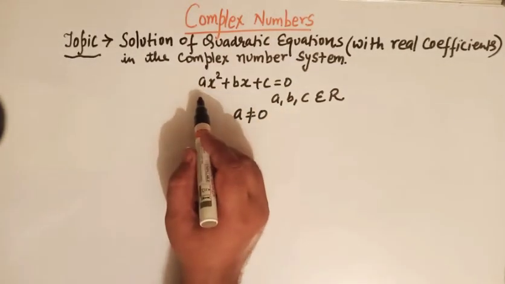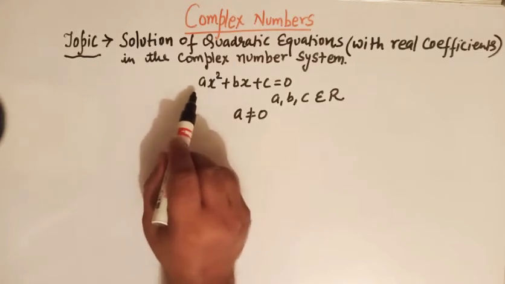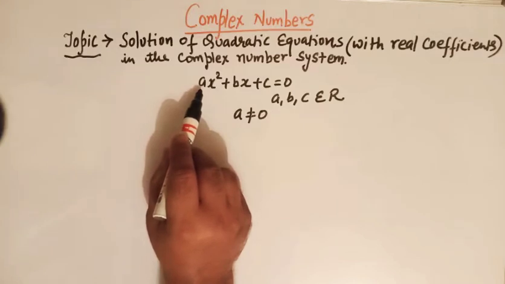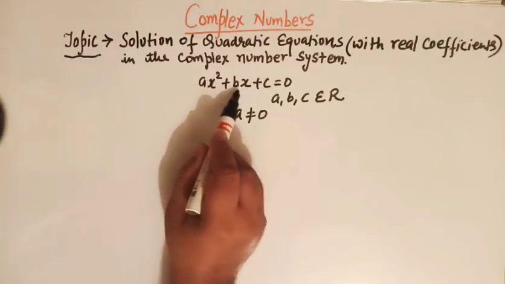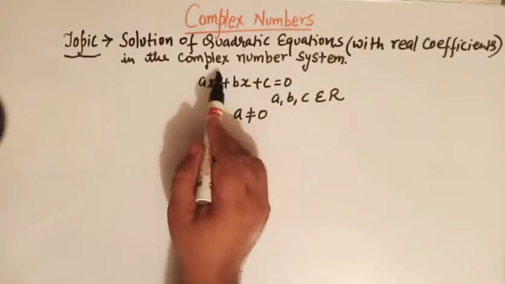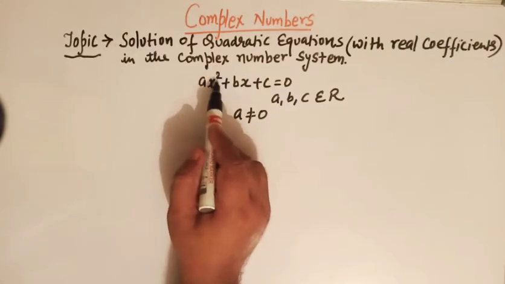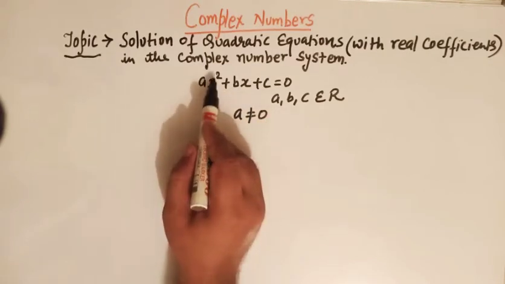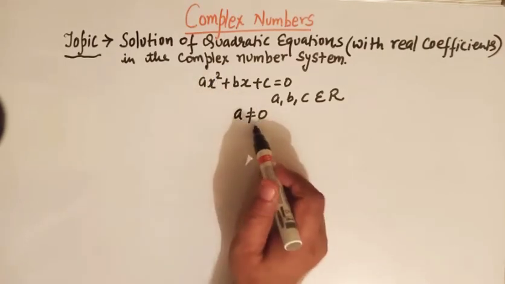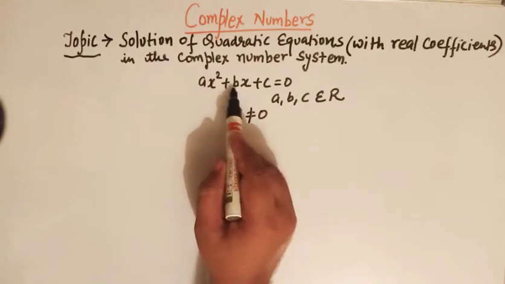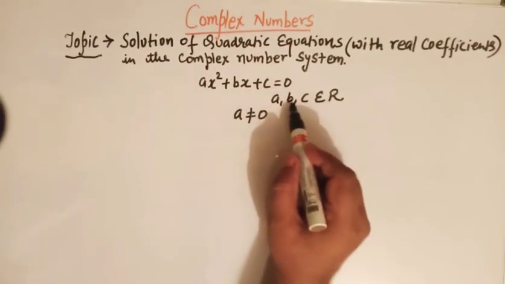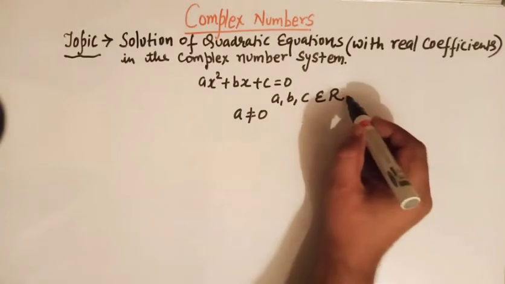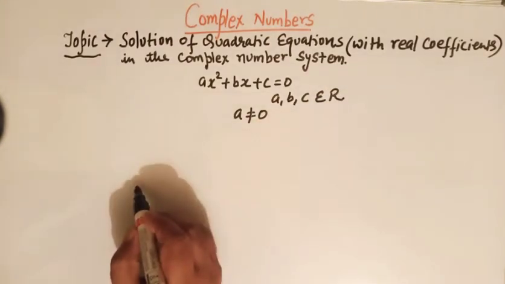So what is a quadratic equation? A quadratic equation is an equation of the form ax square plus bx plus c equal to 0. Here the degree is 2, right? And the coefficient of x square is not equal to 0, and a, b, c, these numbers belong to the set of real numbers. Clear?